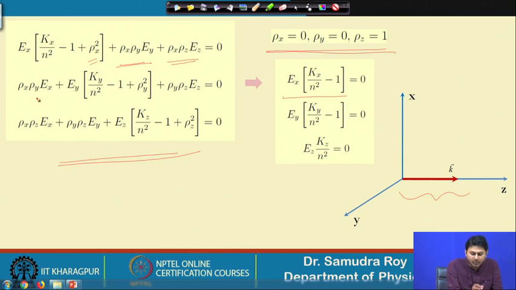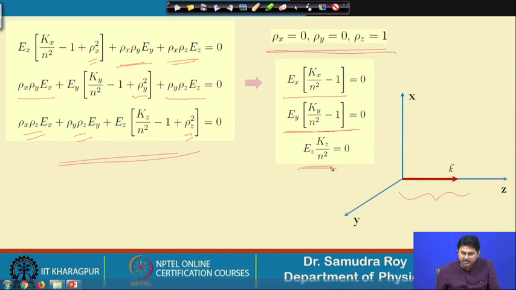Next, I will do the same thing in the next equation. If I put rho x equal to 0, rho y equal to 0, then this term will not be here, and this term again will not be here, because it is multiplied by rho x, which is 0, and here rho y is again 0. So I will have my second equation, which is Ey multiplied by (ky n square minus 1) is equal to 0. This is the second equation under this launch condition, and finally we have the other equation. Rho x and rho y will be 0, and here rho z is equal to 1, so 1 plus and 1 minus will cancel out. So I will eventually have this equation.